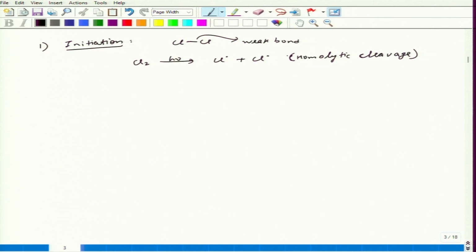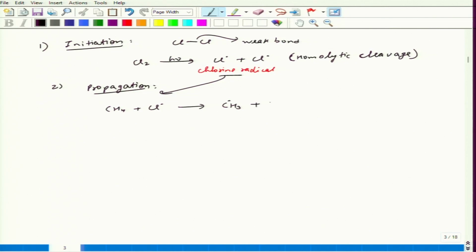Okay. So, what happens next is the propagation step. What have we formed? We have formed chlorine radical in the first step. Now, we will use this chlorine radical in the propagation step. So, now methane will react with the chlorine radical to give one CH3 radical plus HCl.